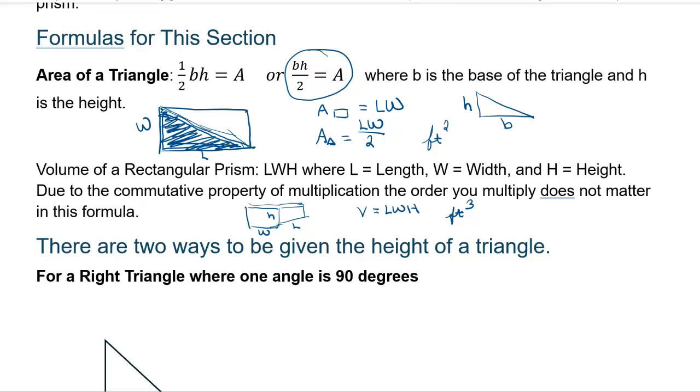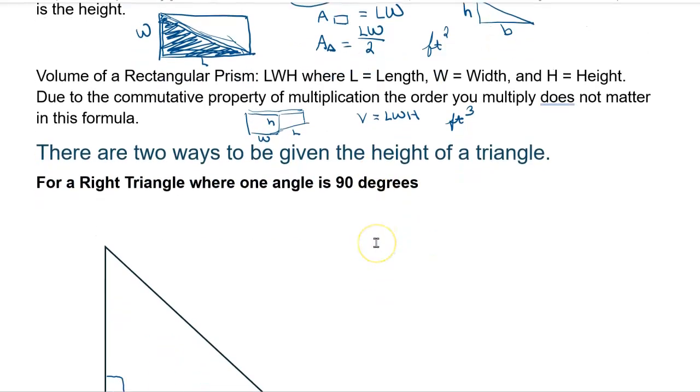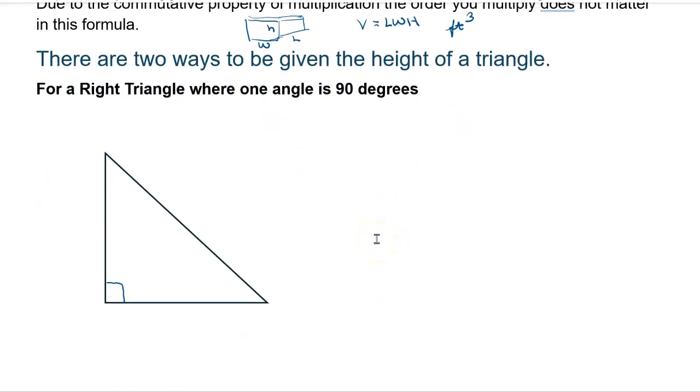So when you're working with a triangle and finding the area, remember the area formula is area equals base times height divided by 2. So we have to know what the base is and what the height is to find the area, or we need to know the area and one of those sides to be able to find the other one. So how do I identify what the base is and what the height is?